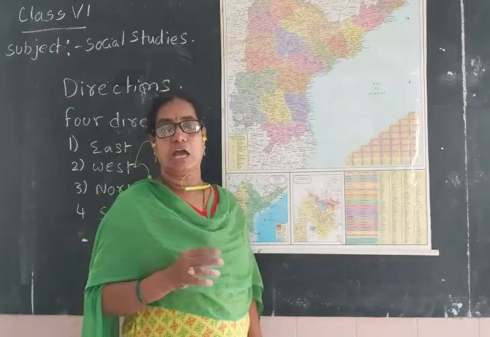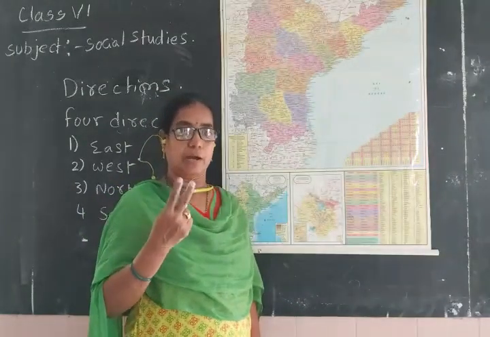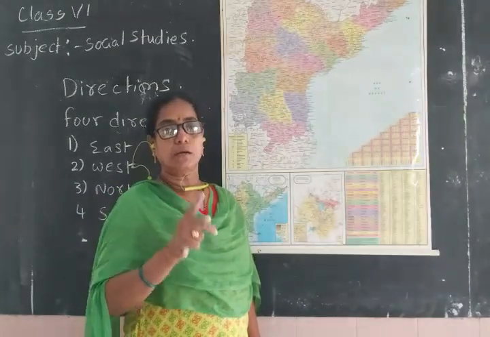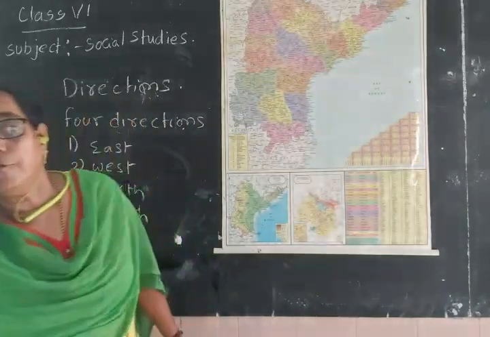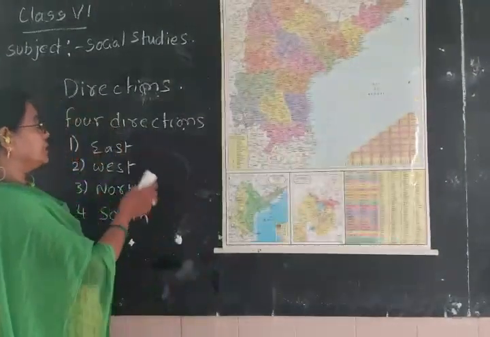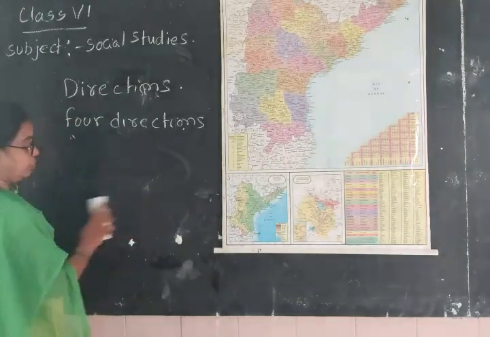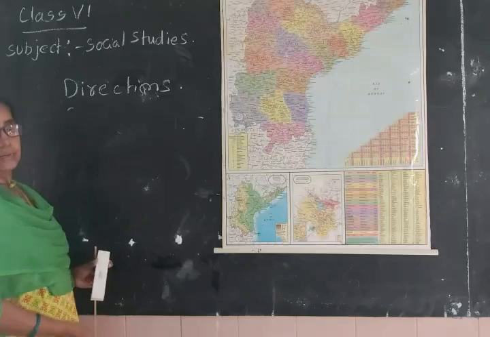But what is a direction? I told you already, two questions are important for learning anything: what and why. First one, what? What is a direction? So now you know that four directions are there: east to west, north to south. Then what is a direction?